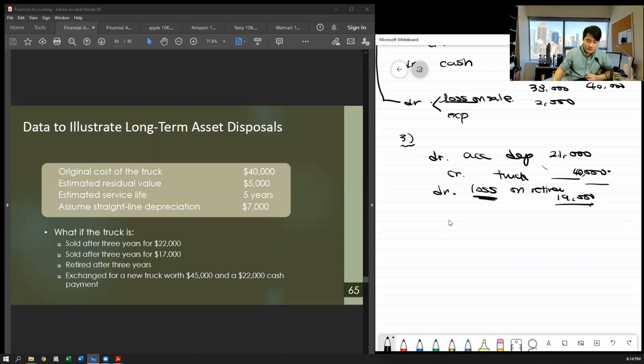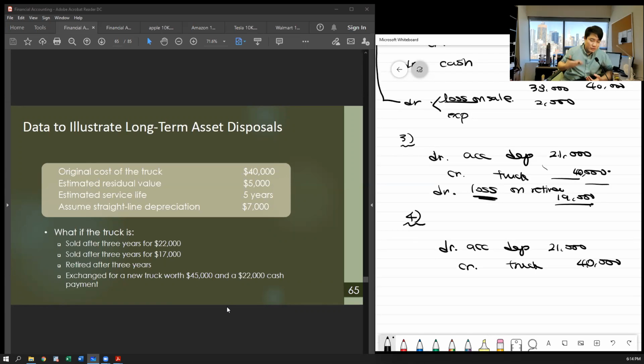Now for the last part, we're talking about the exchange. So follow the same procedure where you are going to debit accumulated depreciation of 21,000. We're going to credit the original truck at 40,000. Okay. Now in this case, the company is exchanging for a new truck worth 45,000 as well as a 22,000 cash payment. So what that means, just basically taking that information into your journal entry.